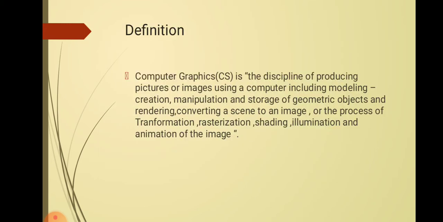Then the definition of computer graphics: it is the discipline of producing pictures or images using a computer, including modeling, creation, manipulation and storage of geometric objects, and rendering, converting a scene to an image, or the process of transformation, rasterization, shading, illumination and animation of the image. This is called computer graphics.